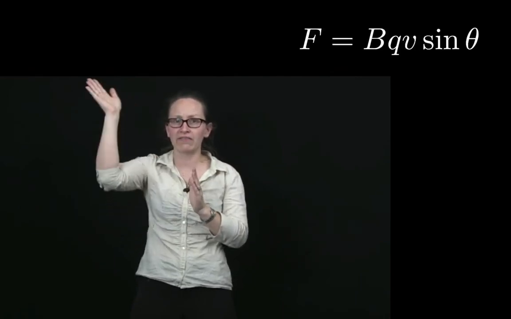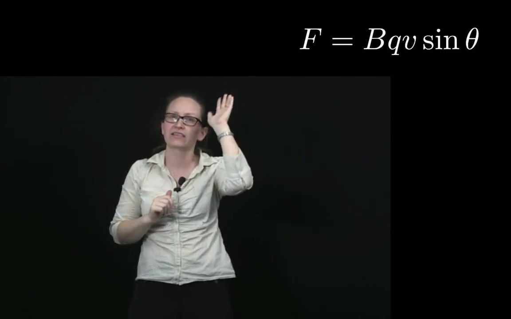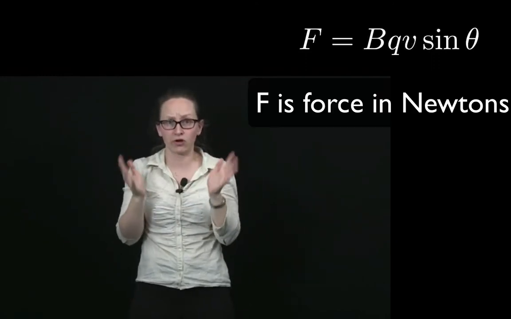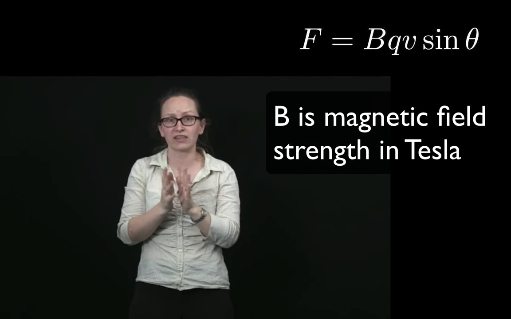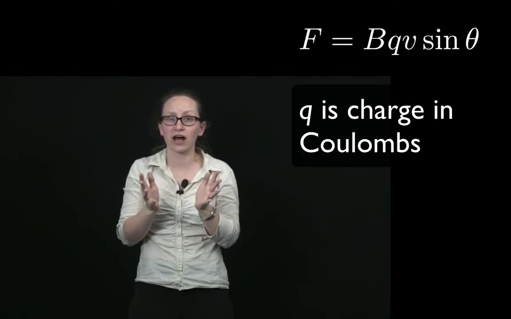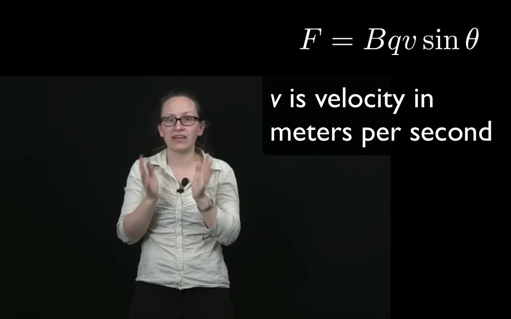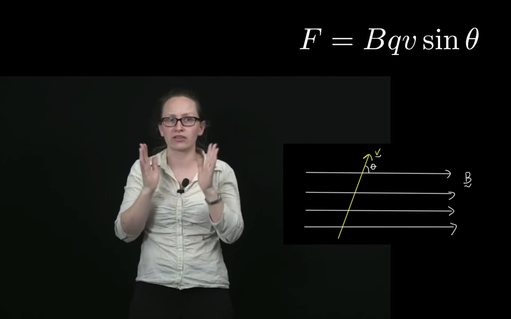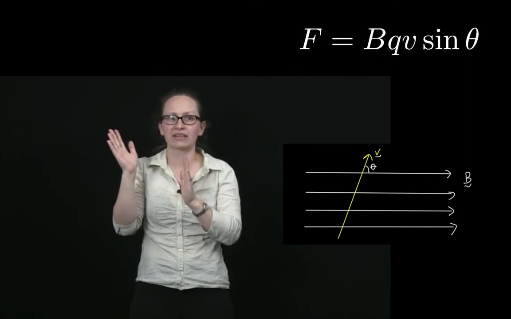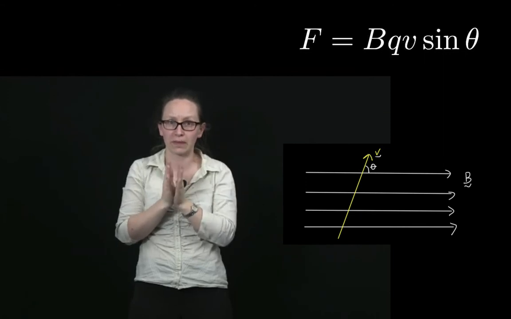So we've seen what happens to the electrons in the cathode ray tube when we applied a magnetic field. Now we actually have a formula to describe this. We have a formula to describe the force. The formula goes F is equal to BQV sine theta. Now in this formula, F is the force in newtons, B is the magnetic field strength in teslas, Q is the charge in coulombs, V is the velocity in meters per second, and the theta describes the direction between the magnetic field and the velocity of the charged particles.